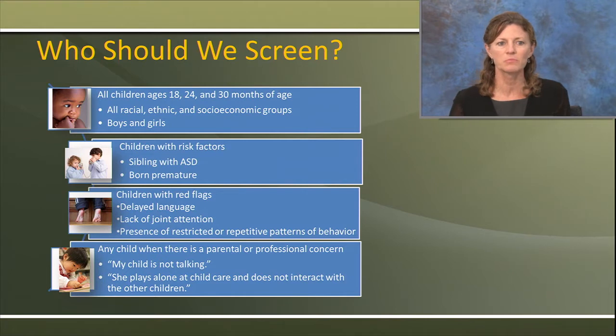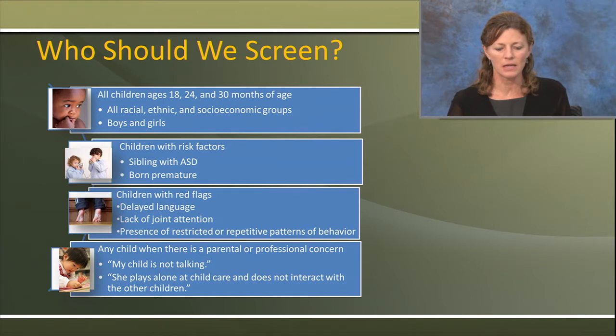You might also see more atypical behavioral patterns such as finger flicking or toe walking, or other sorts of behaviors that are indicative of autism. So, be sure to look for those red flags as well.